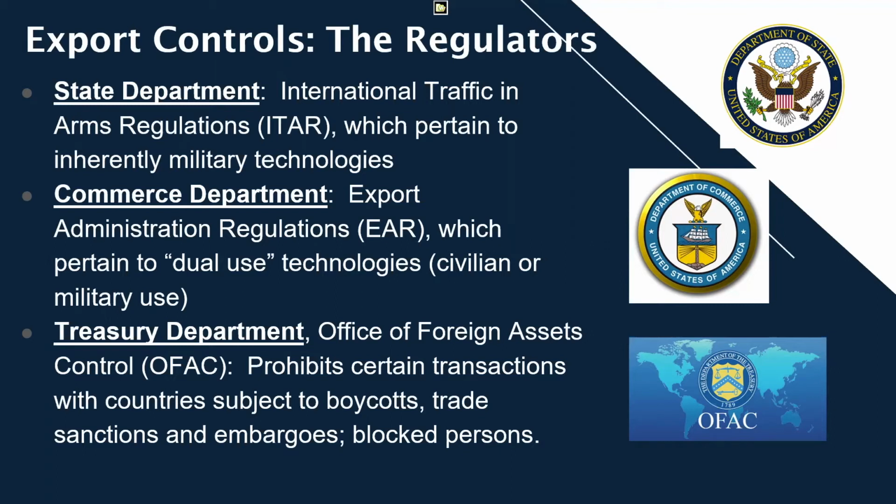Think about the monetization, the monetary transactions. The Treasury Department has jurisdiction over those types of transactions pertaining to persons or countries where there are sanctions, like Cuba, the export embargo to Cuba, or persons who are blocked or sanctioned, like the Cuban regime, certain people in Russia, etc. So those are the main agencies that have jurisdiction over the whole export control regime.